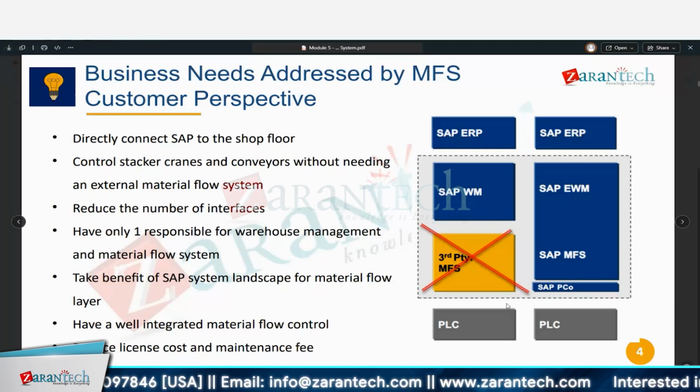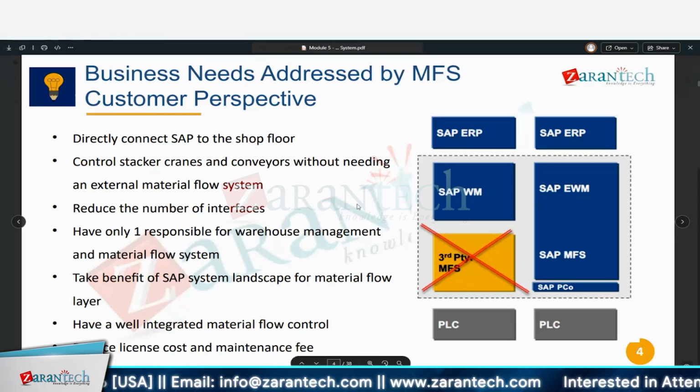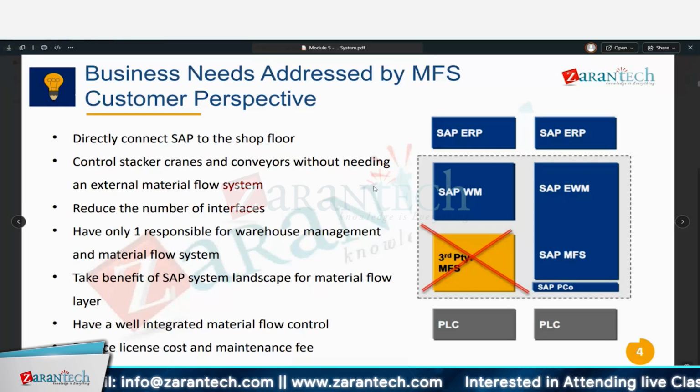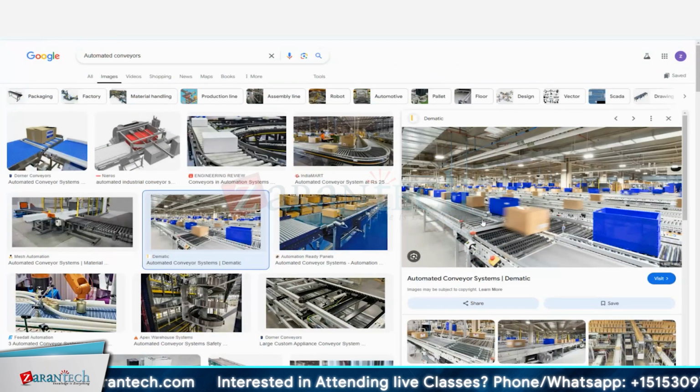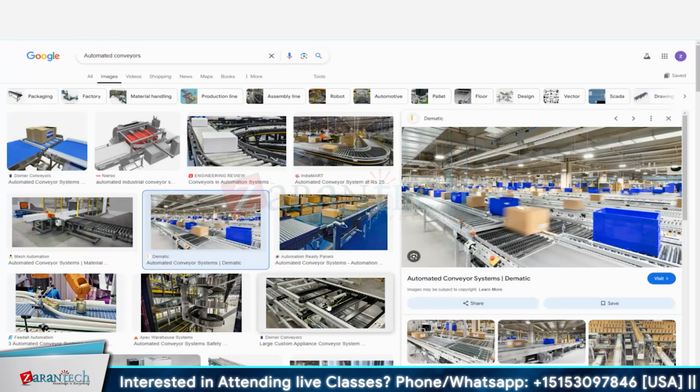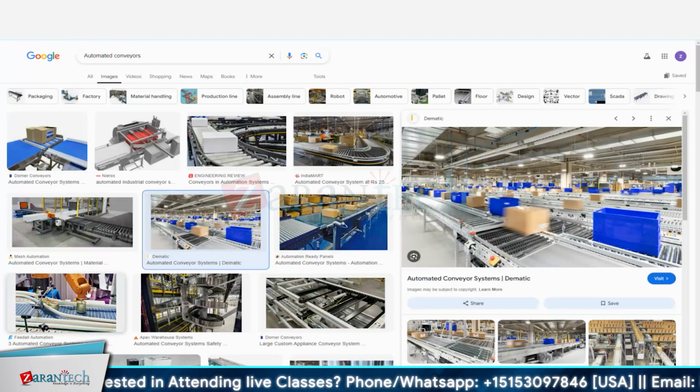I know you are not able to visualize this, so let us try to see in images what I mean when I'm saying a conveyor, what I mean by an automated guided vehicle, what I mean by cranes and high rack storage, what are those things. So these diagrams that you are seeing, this is not an automated one.